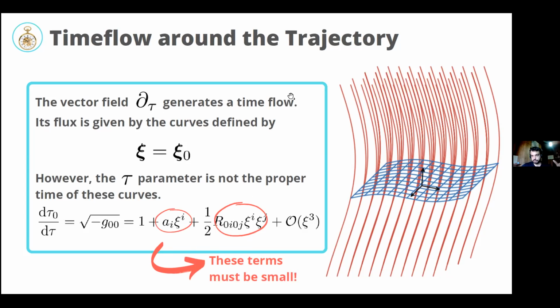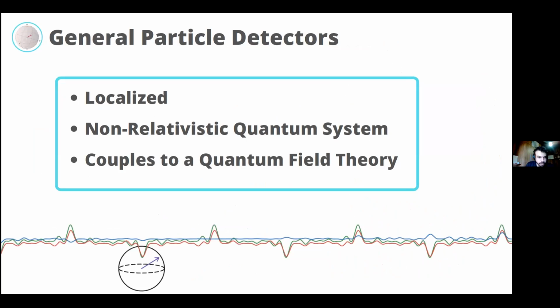So the lesson to be taken here is that partial tau does define a notion of time evolution, but it does not correspond to the proper time experienced by an observer at constant psi zero. There are some correction terms. It approximately corresponds to that if acceleration times the proper distance, or the curvature times the proper distance squared, is small. Okay, so this is important to keep in mind. And with this, this is everything I wanted to say regarding Fermi-Normal coordinates and regarding how to induce a time flow around the trajectory.